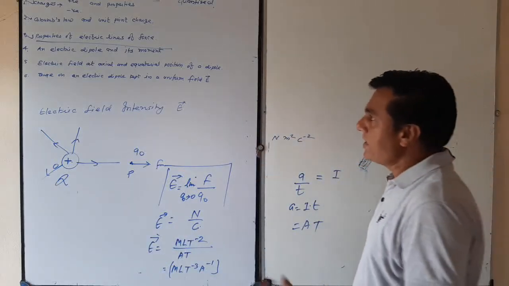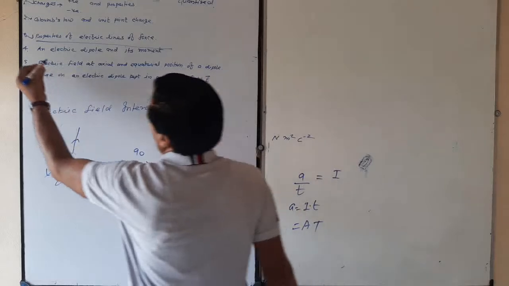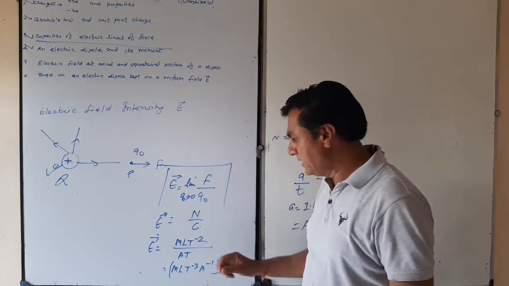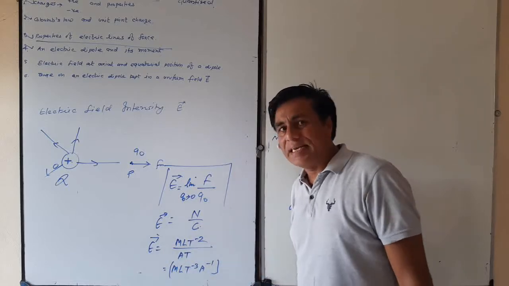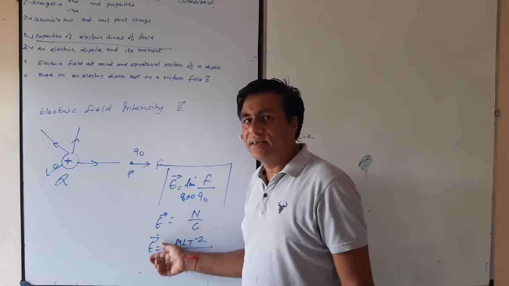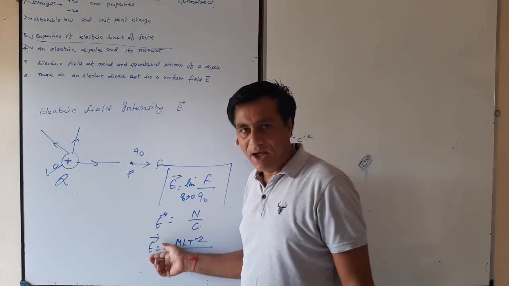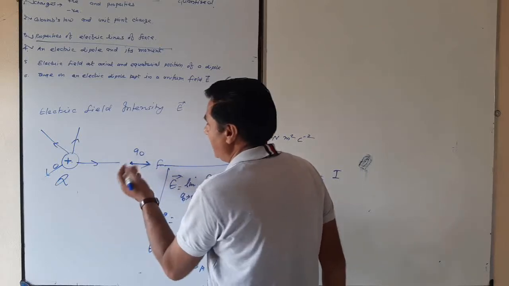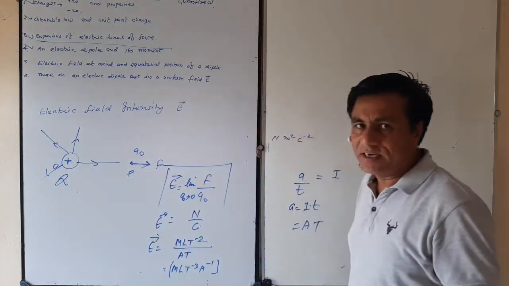Now our next point, electric dipole. We have defined electric field intensity. I have marked the vector notation, which means you have to indicate the direction of the electric field. If you are taking point P, definitely it will be in the direction of the lines of electric force.